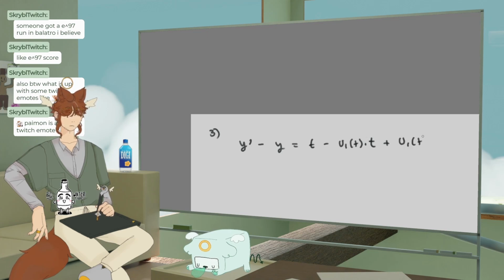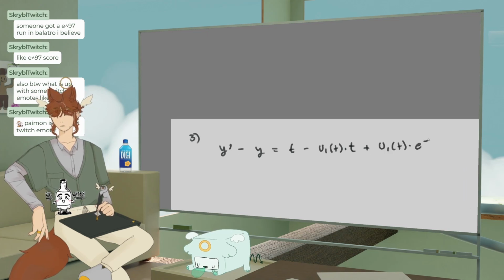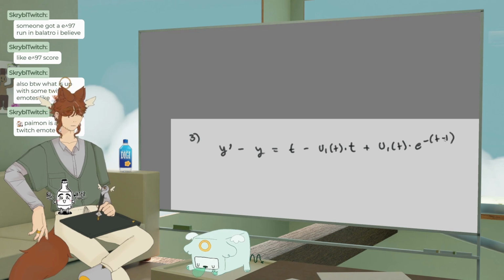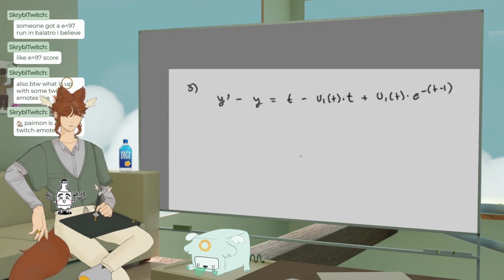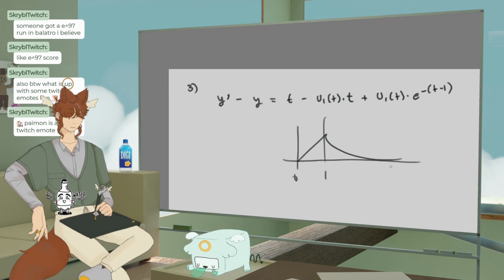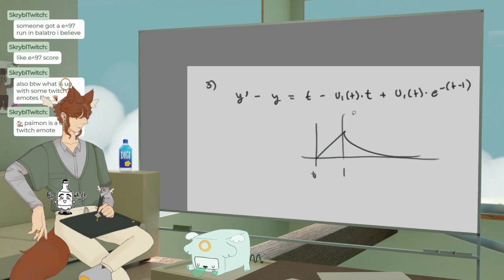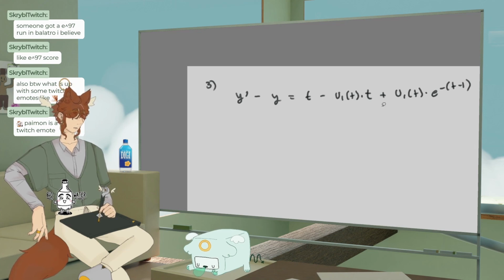We turn off t, and at 1, we turn on e to the negative t minus 1. There we go. This function looks like this, something like that. And this is 1, and this is 0.